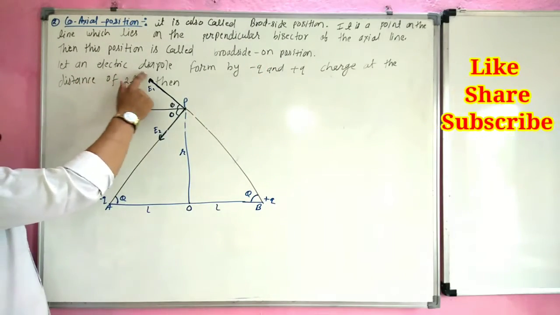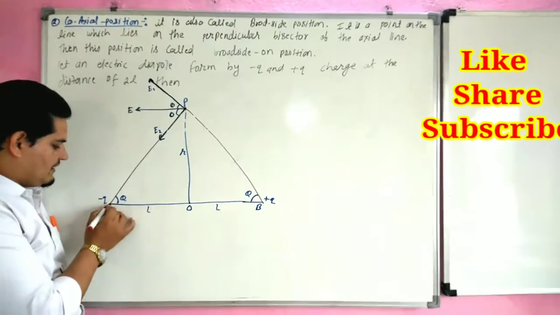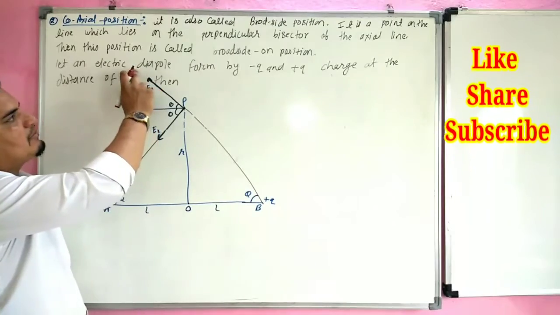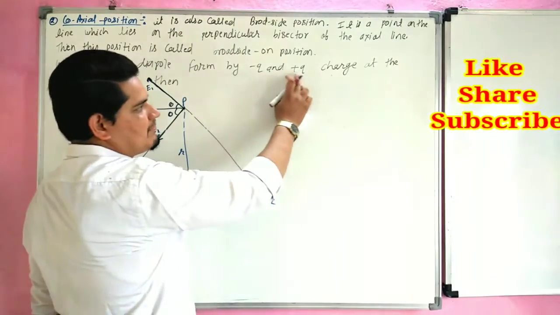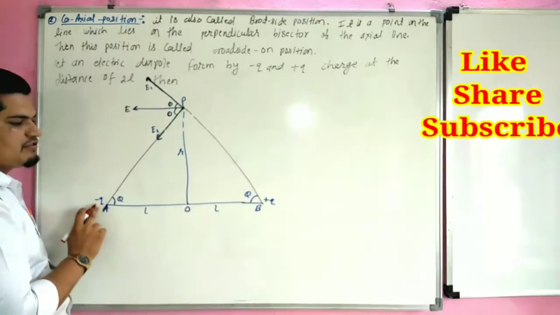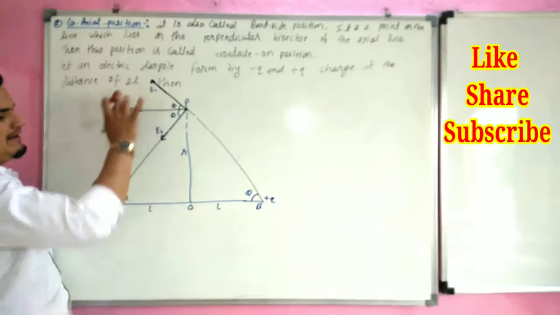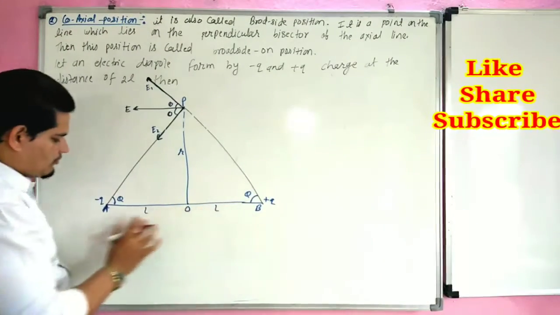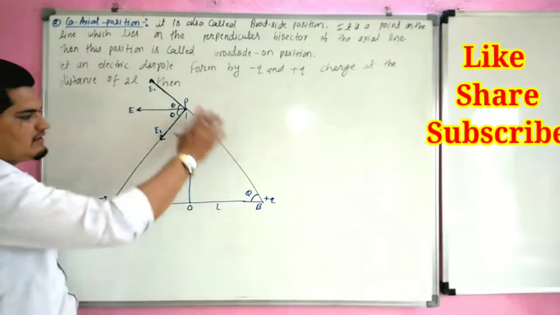Let us consider an electric dipole AB formed by minus Q and positive Q charge. This is minus Q charge and this is plus Q charge at a distance of 2L. This distance is L, this is also L, so the total distance is 2L.